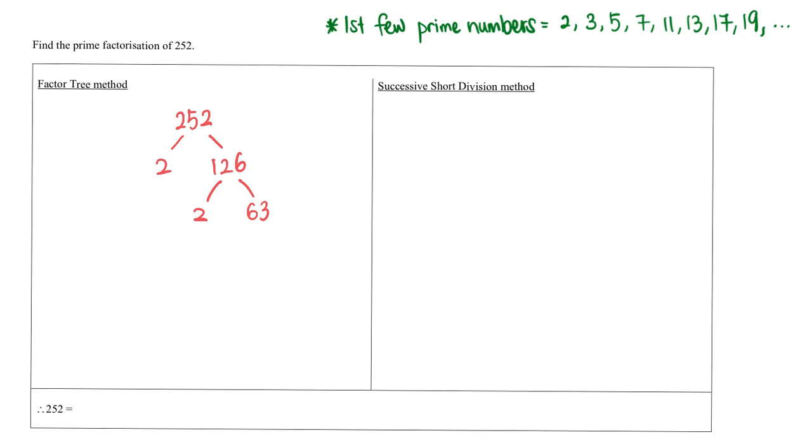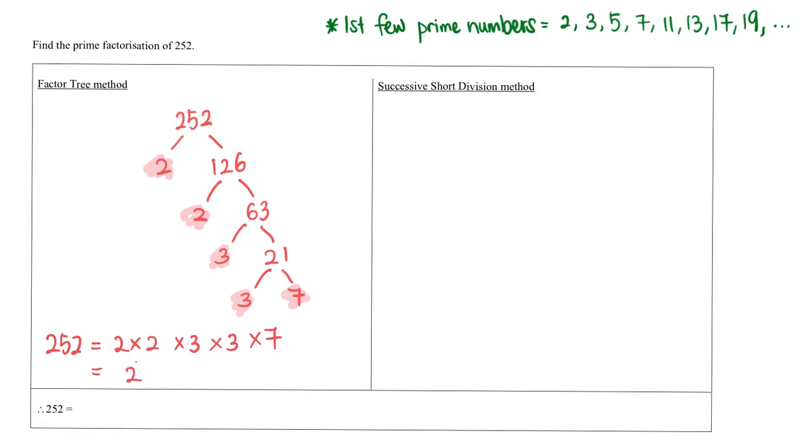And therefore, I move on to the next prime number, which will be 3 in this case. That will give me 21, and I can still divide by 3 and get 7. At this point, I stop because I have succeeded in breaking the 252 into all its prime factors. So 252 is equal to 2 times 2 times 3 times 3 times 7, or 2 power 2, 3 power 2, 7.